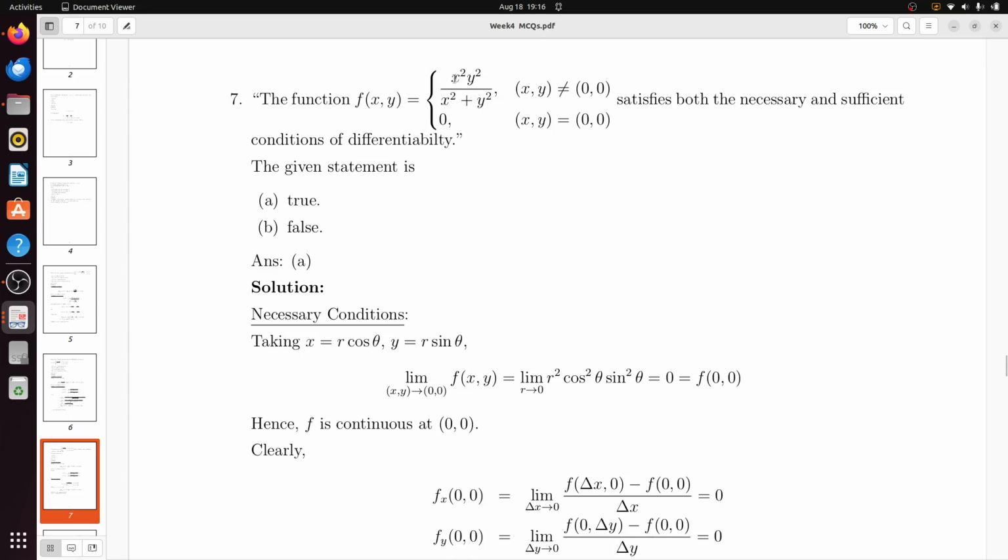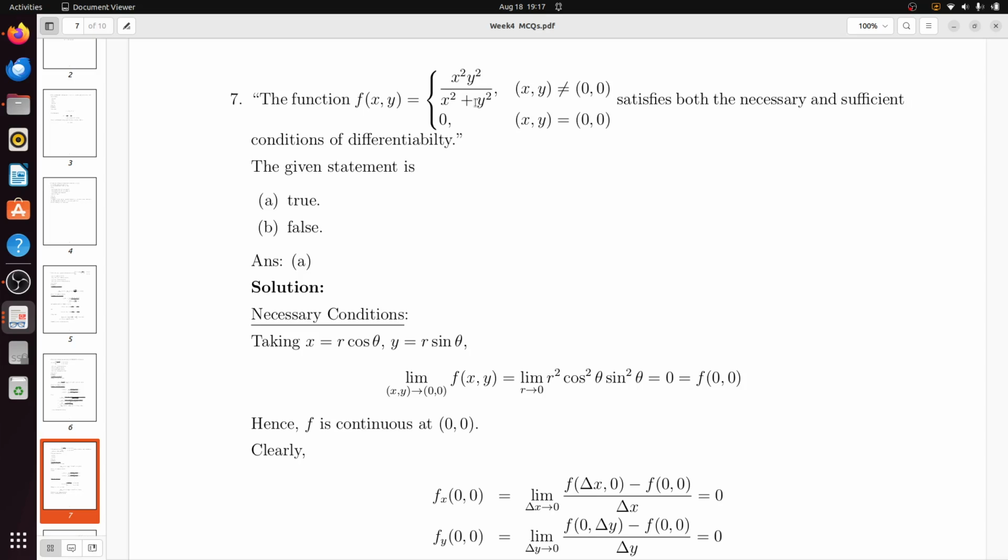You use x equal to r cos theta, y equal to r sin theta. In the numerator you are going to have r to the power 4 cos square theta sin square theta. In the denominator you are going to have r square, so r to the power 4 cos square theta sin square theta by r square gives you r square cos square theta sin square theta. Now if r tends to 0, then this will converge to 0, which is f of (0,0). So hence f is continuous at (0,0).